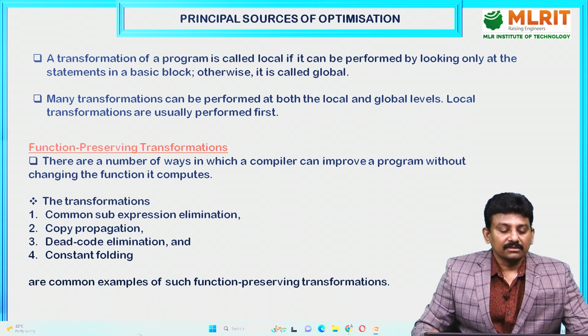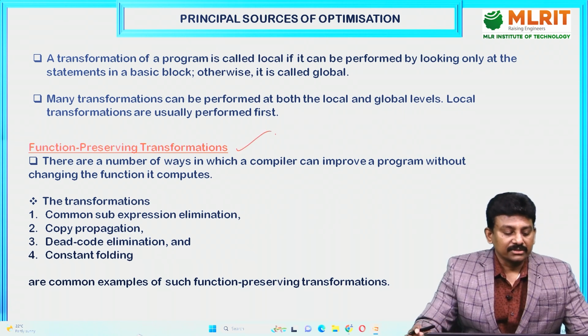A transformation of a program is called local if it can be performed by looking only at the statements in a basic block. So, if you perform the transformations within the basic block, that is local, otherwise it is called global. Many transformations can be performed at both levels, that is local and global levels. Local transformations are usually performed first. We have four types of function preserving transformations.